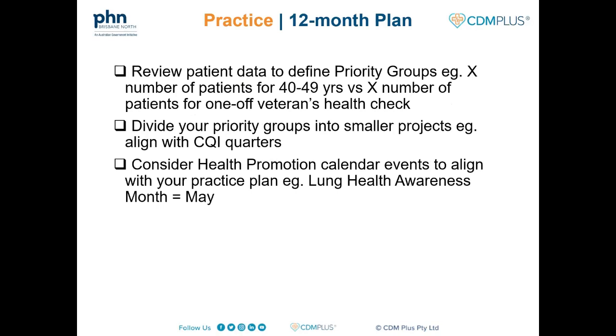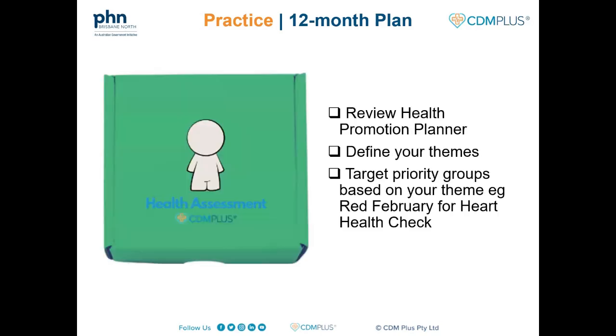The 12-month plan, as I said, you're going to review that data, find your priority groups, and then I'm a big fan of making them into smaller groups because it makes it a little bit more achievable. So have a look at your quarters and then figure out what you want to do. As an example, this month is Lung Health Awareness Month, so you might want to target particular patients in that time. For me, every single month is a health assessment month.